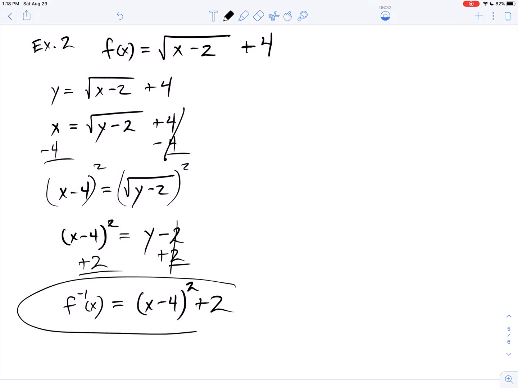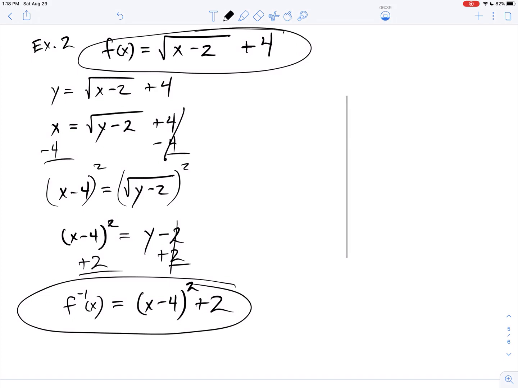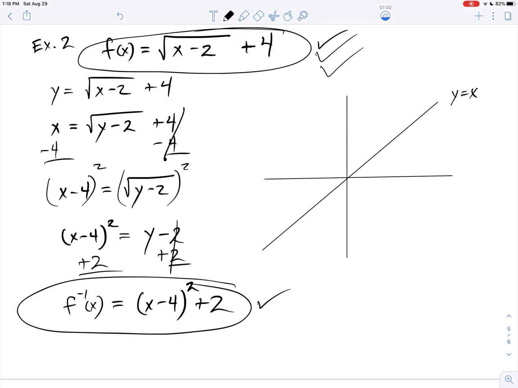So if I did find the inverse correctly, then I should be able to come over here and sketch this graph, because I know how to sketch a parent function. I could sketch this guy first, this guy second, and y equals x last. But just for kicks, I'm going to sketch y equals x first. There's my y equals x. Now I'm going to get this top guy here. So I'm going to say 2 to the right and up 4.